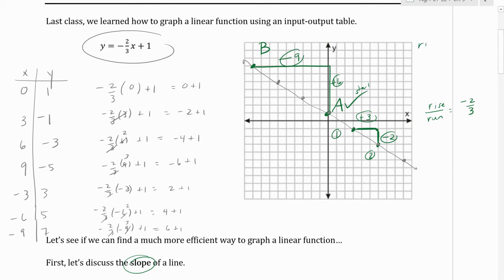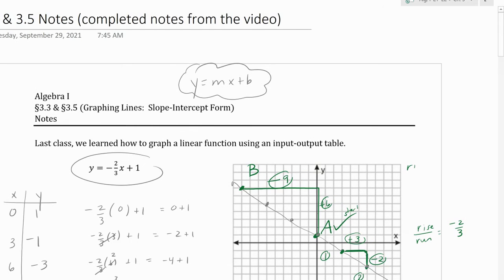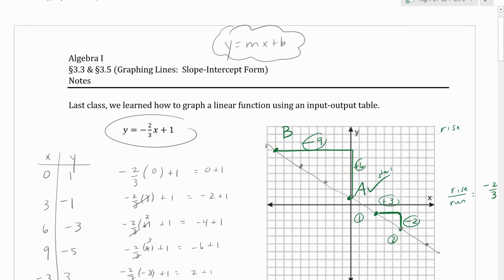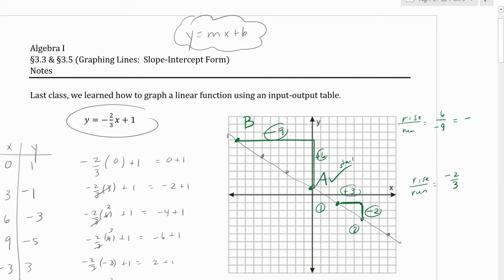So the rise over run would be positive 6 over negative 9, and a positive divided by a negative is a negative. 6/9 reduces to 2/3. Doesn't matter what 2 points I use, it's going to reduce down to negative 2/3. And look, there's negative 2/3, because that number that sits out there where we've been talking about y = mx + b, that m has been the slope.